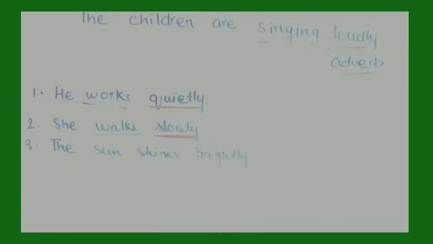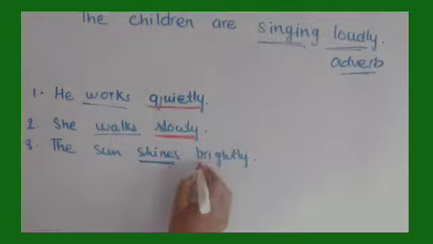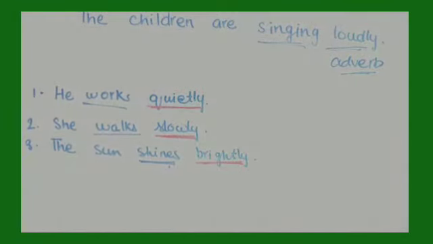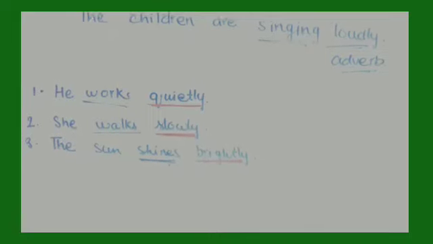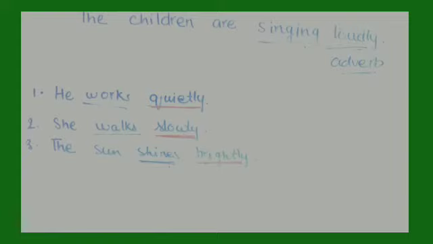Number three. The sun shines brightly. So, from this sentence, what do you think is the verb? Shines. Okay? How does the sun shine? The sun shines brightly. So, the word brightly defines how the sun shines. So, the word brightly is what? Adverb. Right, children? So, now from your English grammar book, page 55, we will read this page, adverbs.